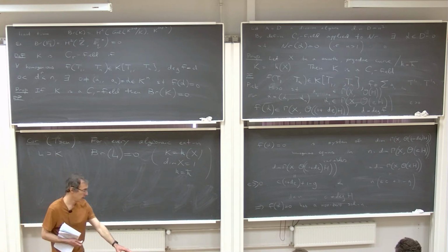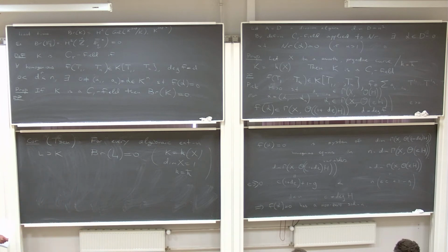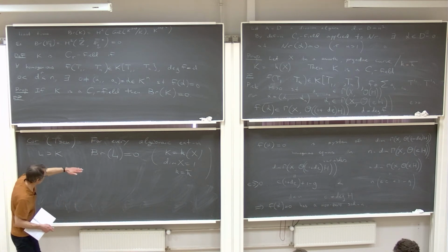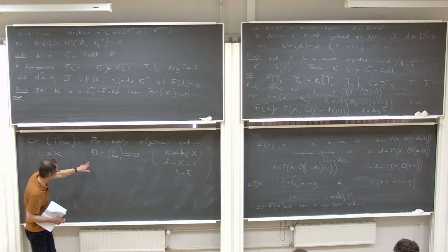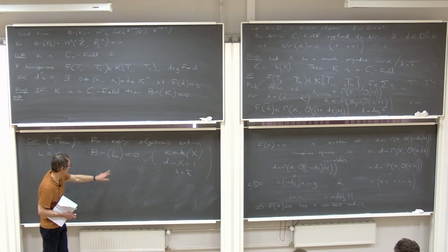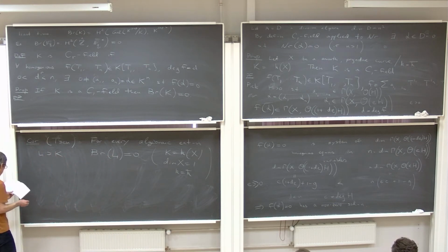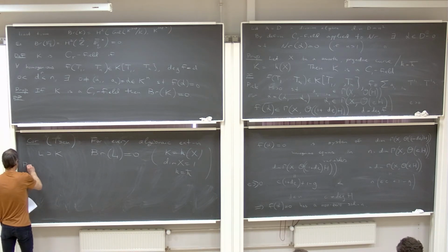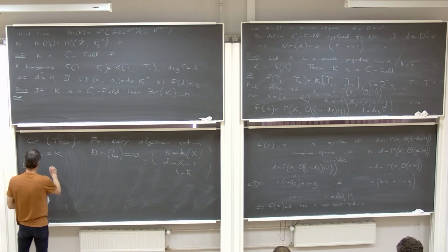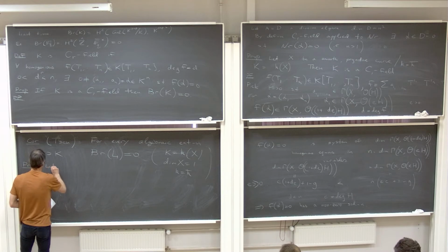So in particular, it shows that the Galois cohomology of L with coefficients in the multiplicative group is 0. And I want to use it to bound the cohomological dimension of the Galois group. So here is the proposition I will need. So let K be a field.